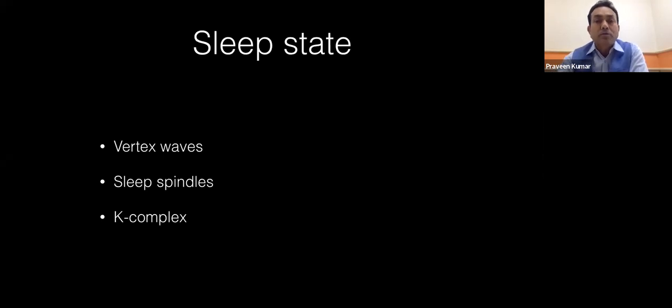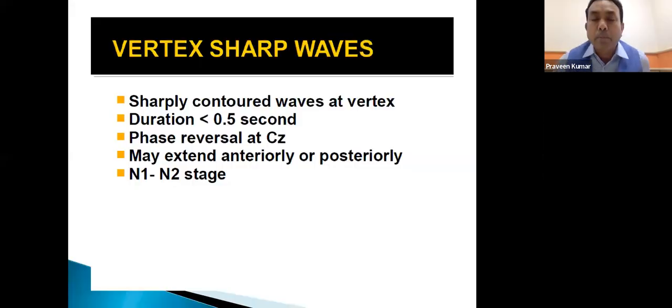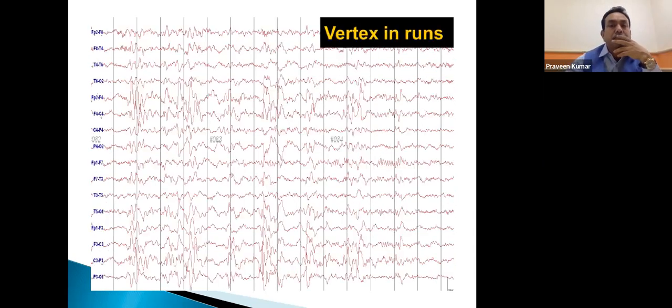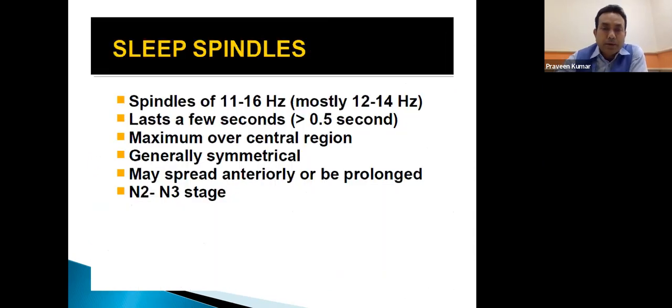Now coming to the second part, our sleep state, you get three things: vertex waves, spindles, and K-complexes. Vertex waves are sharply contoured waves present at the vertex, and they are normally seen in stage one of sleep. For the vertex wave, you have to look at the central location, C4, P4, then similarly C3, P3; in these locations you get the sharply contoured waves. These are typical of vertex waves. You don't see them much anteriorly or posteriorly. At times they can be seen in runs, but they are still more prominent over the center location, in stage one of sleep.